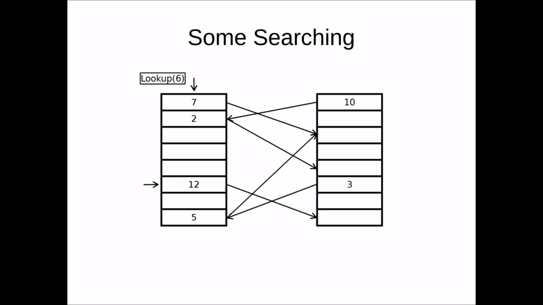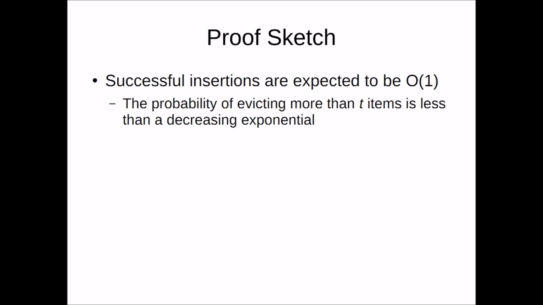Now suppose we're looking for something that isn't there. We look where 6 would be in the first hash table. It's not there, so we look in the second hash table. And it's not there either, so we conclude that it's not in the table. It's easy to show that searching is constant time in the worst case.